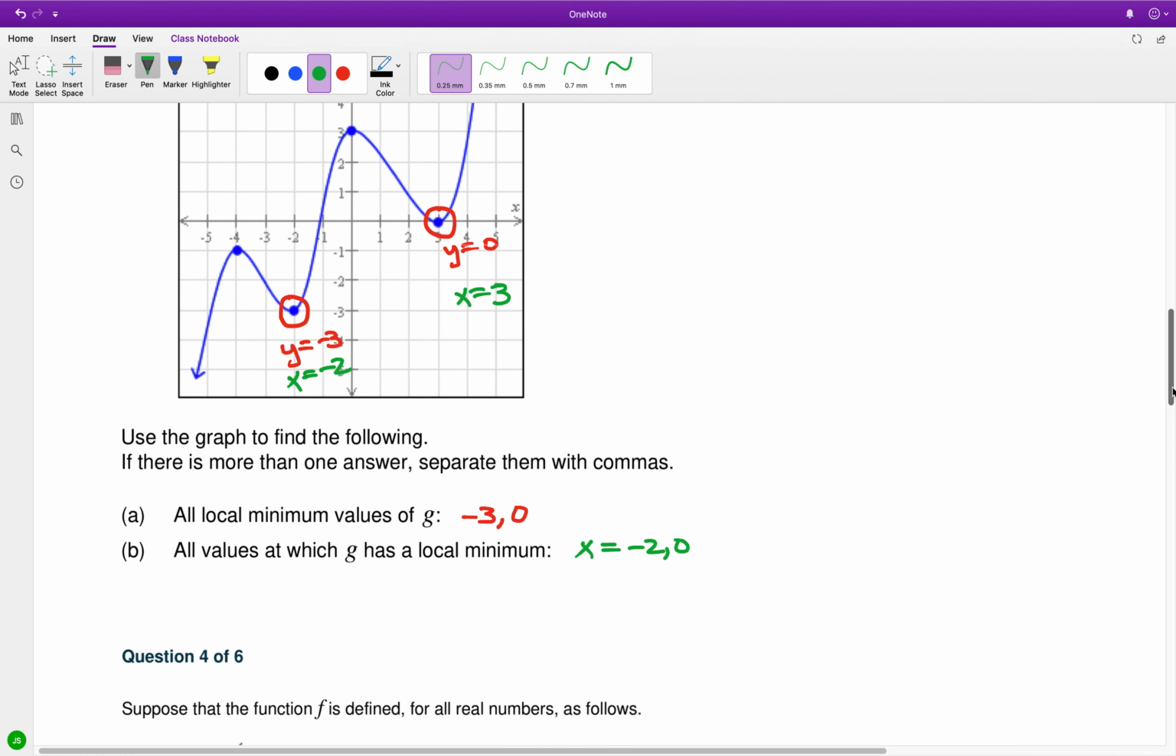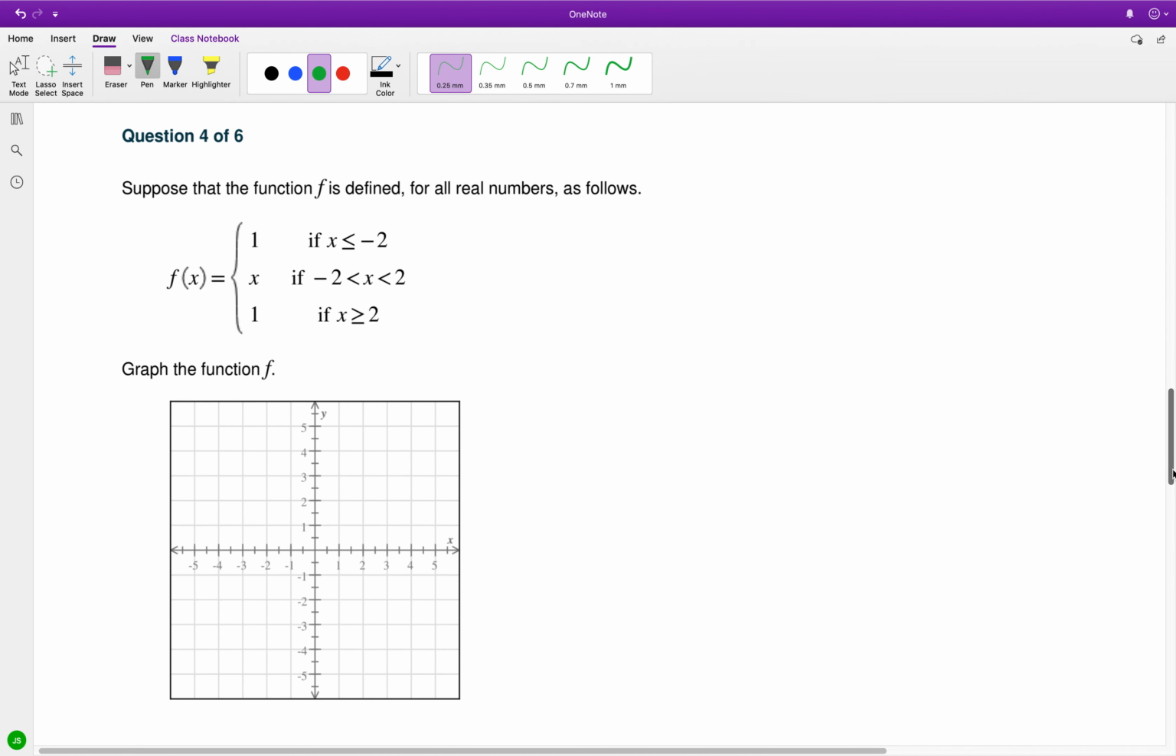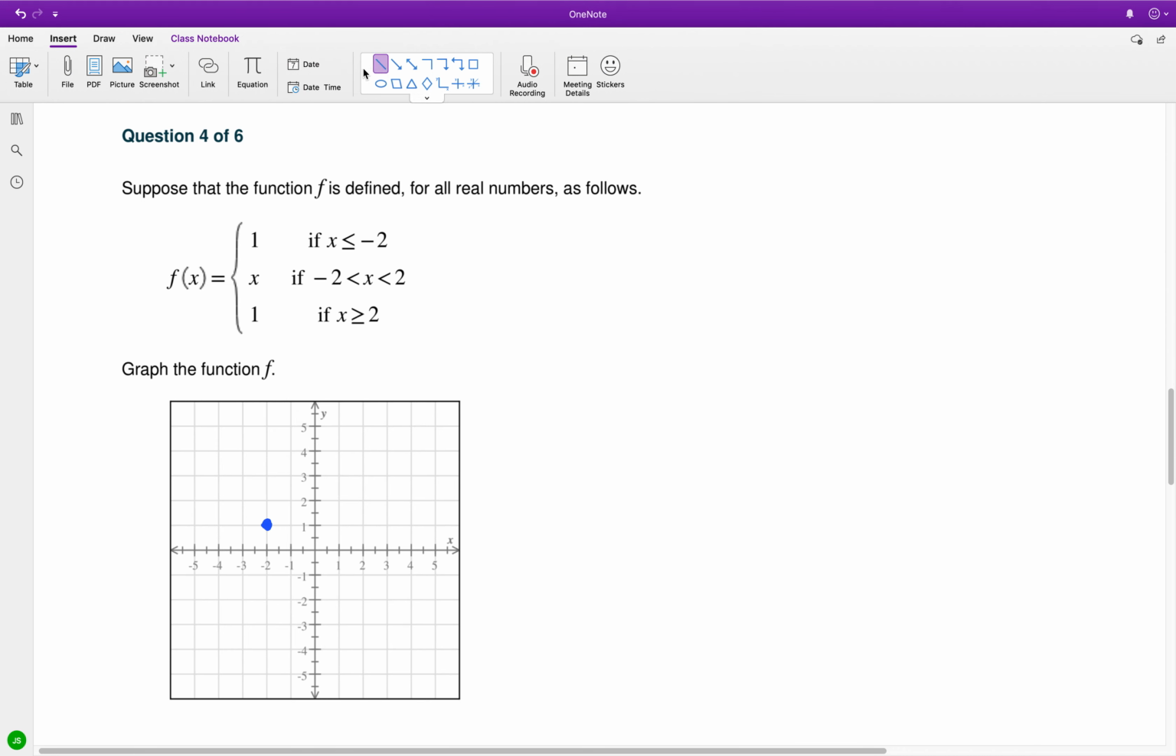Now, in the case of question number 4, it says to suppose that the function f is defined for all real numbers as follows. We have f of x is equal to 1 if x is less than or equal to -2. f of x is just functional notation for what we otherwise call y. So y is equal to 1 if x is less than or equal to -2. We're going to have a solid point here thanks to the inequality being inclusive of the equal sign. So for the values of x less than or equal to -2, the y value is going to remain fixed at 1.